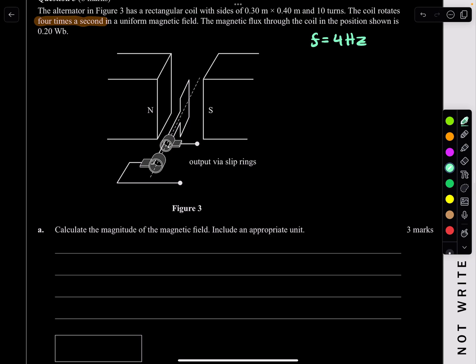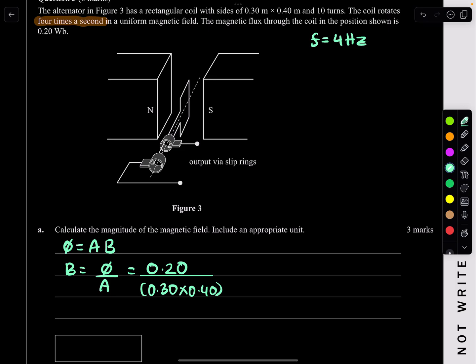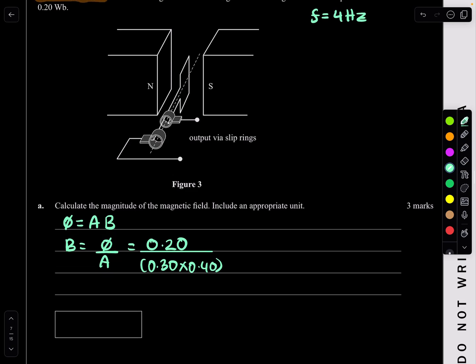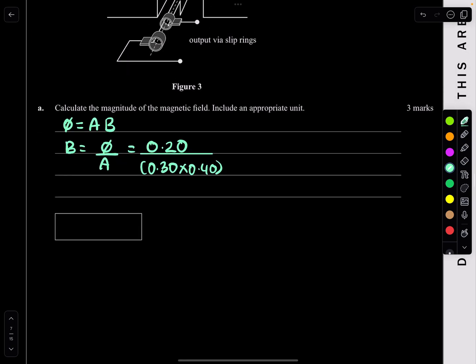We're trying to calculate the magnetic field. So we know that the magnetic flux is equal to your area times your magnetic field. So B, your magnetic field, is your flux over your area. They've given us the flux, 0.20, all divided by your area, which is 0.30 times 0.40. I don't know what just happened to me. So that gives me, yes, okay, to two significant figures, 1.7 teslas. Is that right? Beautiful, looks good.